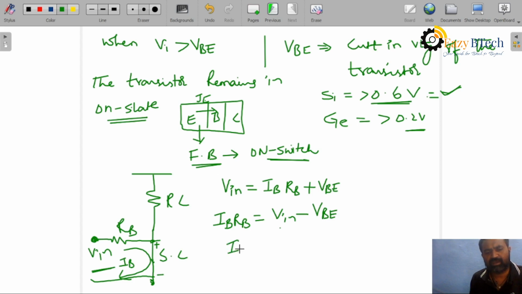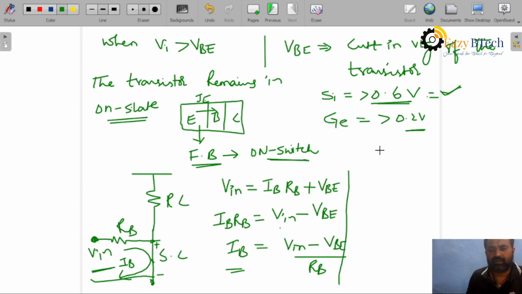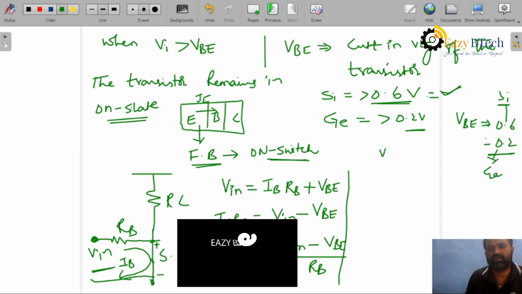Now IB we can write as (V in minus VBE) by RB. Now you can see from this, the VBE is constant. VBE is either 0.6 or 0.2 depending upon the material. Bottom is for germanium and this is for silicon. Now this value is fixed.